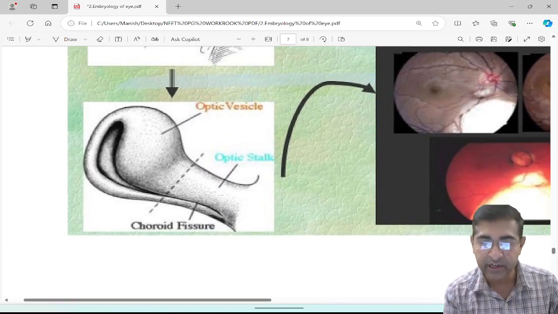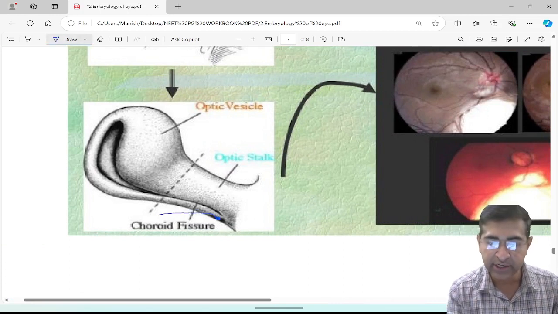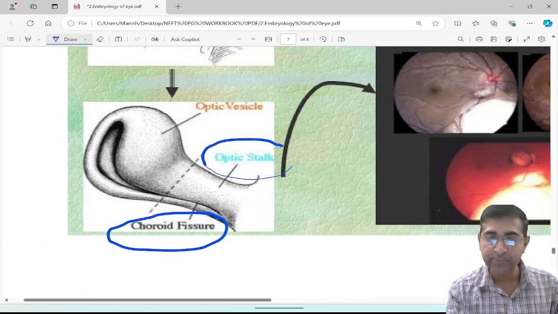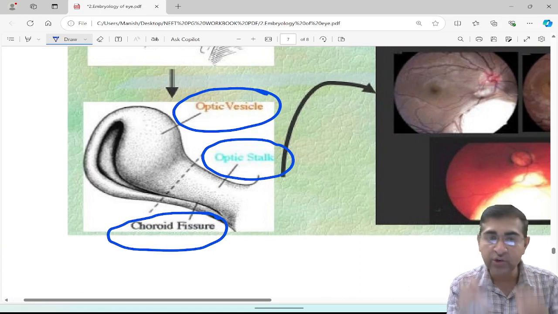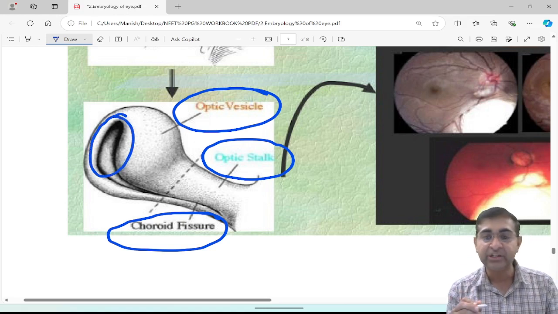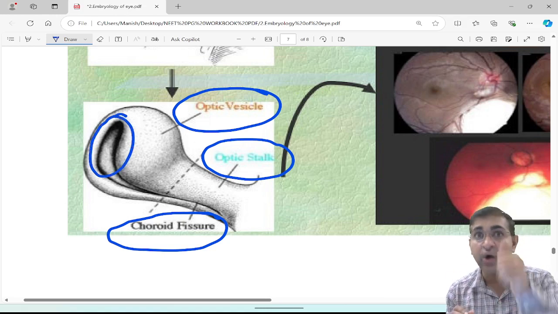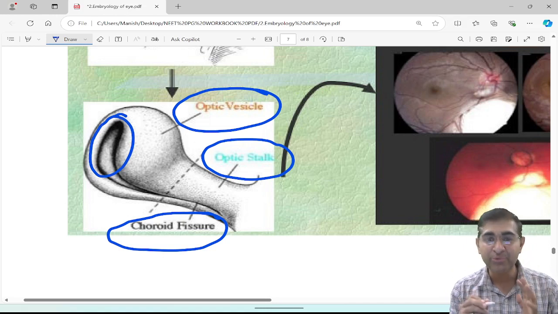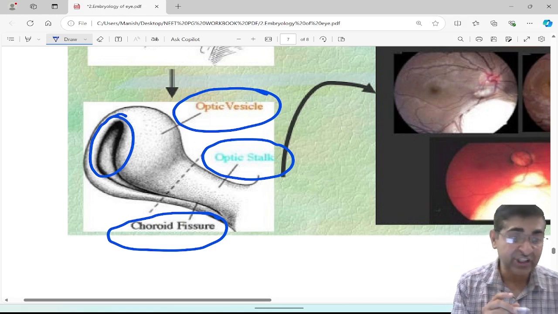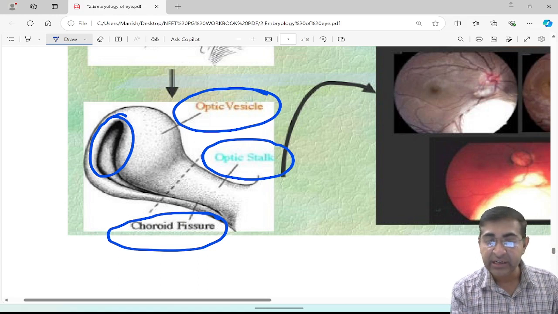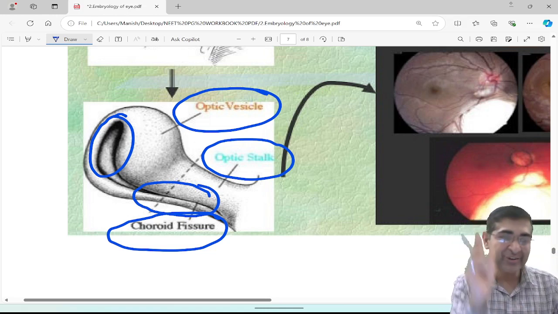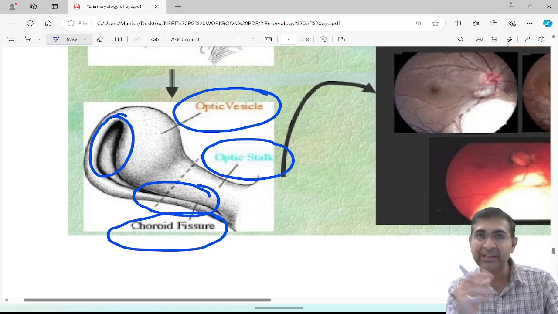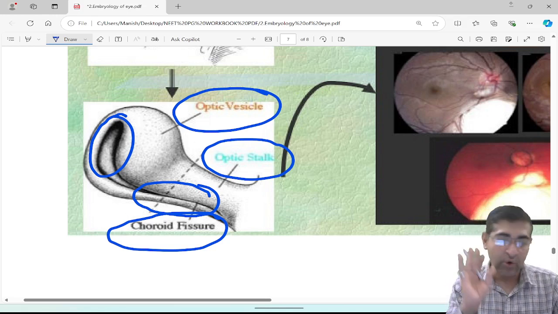Are you able to appreciate this? So this is your choroidal fissure. Can you appreciate the choroidal fissure here? And this is your optic stalk. This is your optic vesicle. Now, if there is deficient closure of the anterior part of the choroidal fissure, it will lead to iris or ciliary body coloboma. If there is deficient closure of the posterior part, it will lead to choroidal coloboma. It can lead to retinal coloboma, right? So just for the extra dose of information. Okay, now you have understood.